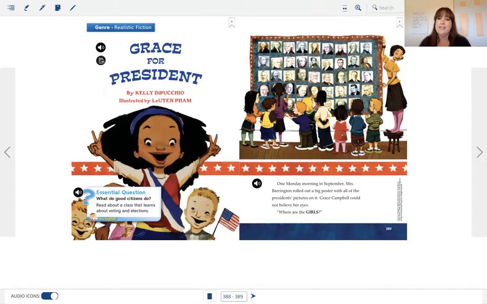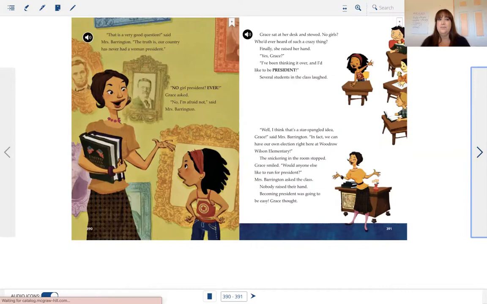One Monday morning in September, Mrs. Barrington rolled out a big poster with all of the presidents' pictures on it. Grace Campbell could not believe her eyes. Where are the girls? That is a very good question, said Mrs. Barrington. The truth is, our country has never had a woman president. Grace sat at her desk and stewed.